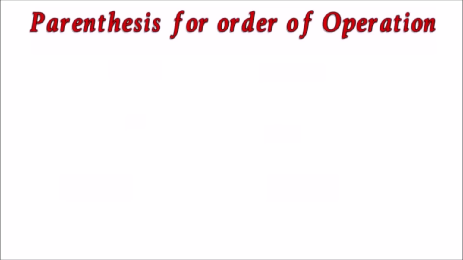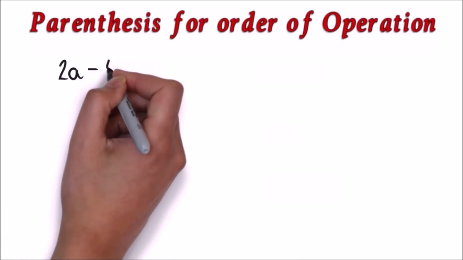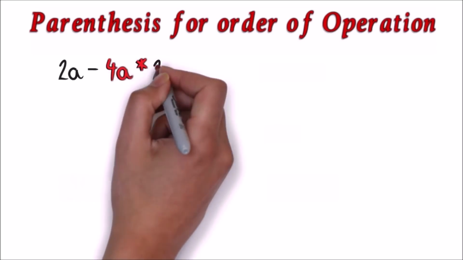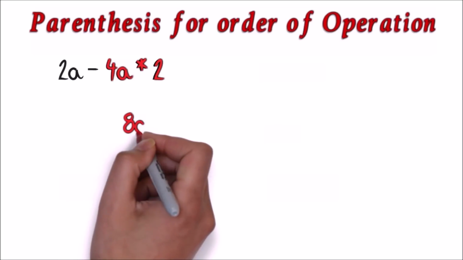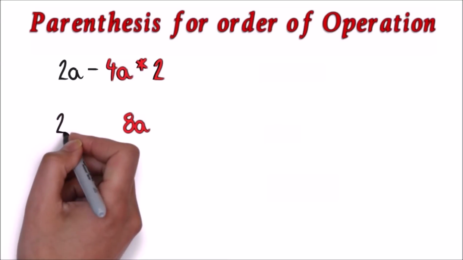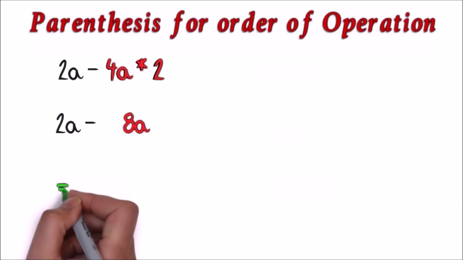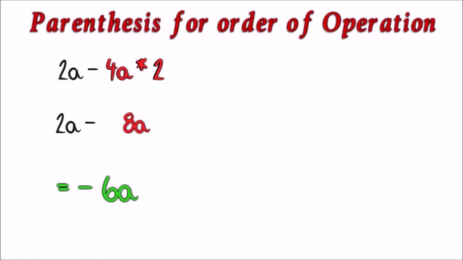Let's start with a brief look at parentheses and the order of operation. When we have 2a minus 4a times 2, we know we have to do the multiplication first. We multiply 4a by 2 to get 8a. Then we work on the 2a minus 8a to get negative 6a. There are instances where we want you to work in a different way.